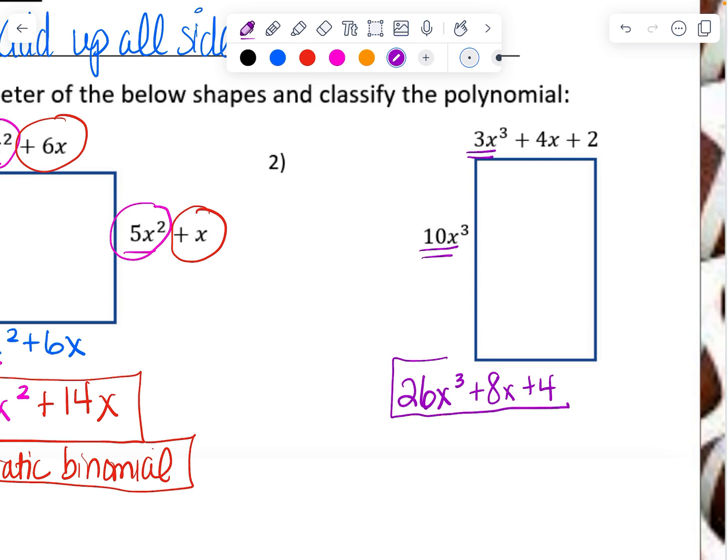So there's my cubic trinomial. So he's cubic because he's a 3rd degree polynomial. He's a trinomial because he has 3 terms.